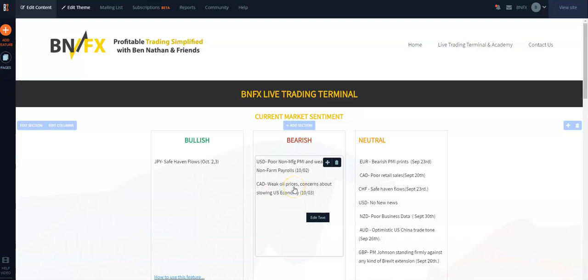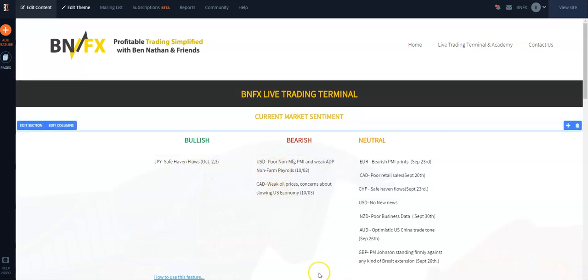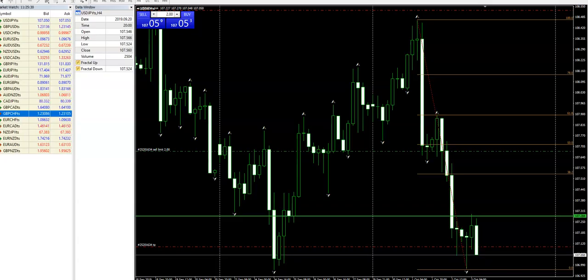So what I'm looking at is some bearishness in these two currencies. And we've got some safe haven flows still going on in the yen. So what I'm looking at is a short dollar yen and a short CAD yen. And if we jump over to the charts, I'm looking for bigger pullbacks in these.